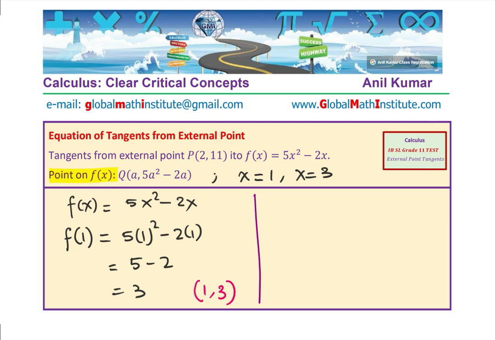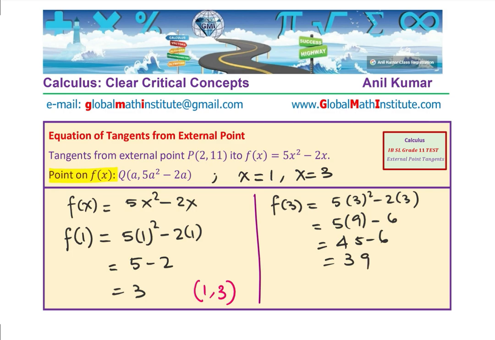Let's find the other point, which is f of 3. Substituting 3, we get 5 times 3 squared minus 2 times 3. And that gives you 5 times 9 minus 6, or 45 minus 6, which is equal to 39. And therefore, the second point will be at 3, we get 39. Correct? So that becomes the second point on this particular parabola.